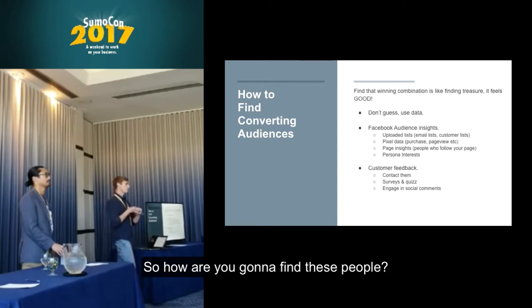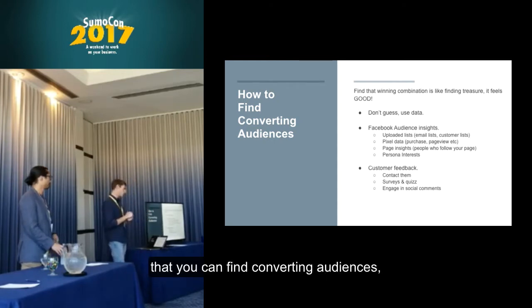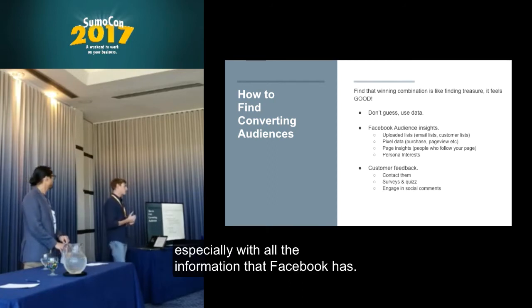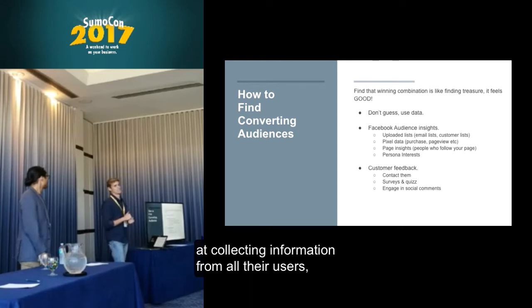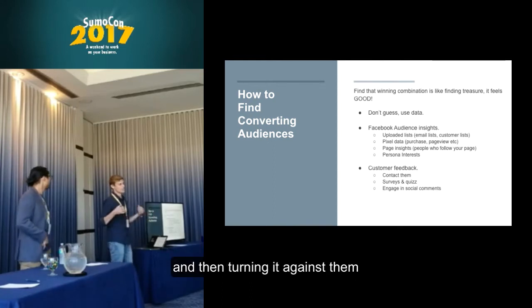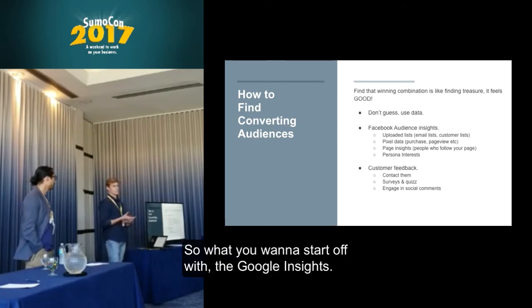Okay, so now we've got the buckets, we've got the ads, now we need to go to the targeting. So how are you going to find these people? There's a few ways you can find converting audiences, especially with all the information that Facebook has. They do an extremely good job at collecting information from all of their users and then turning it against them so that advertisers can serve ads to them.